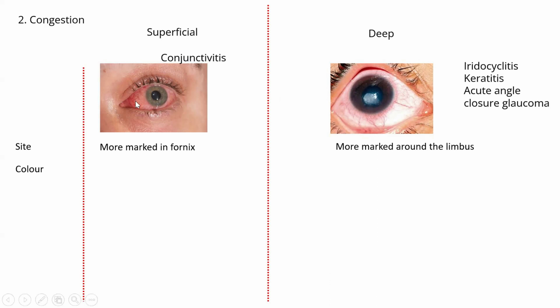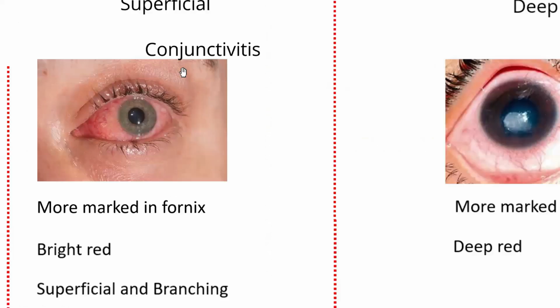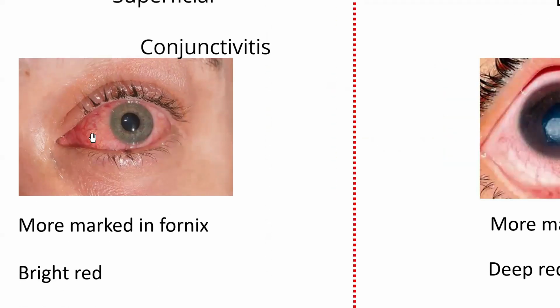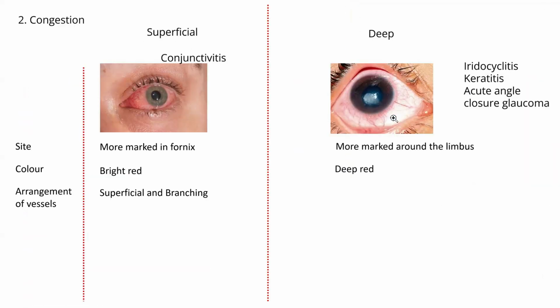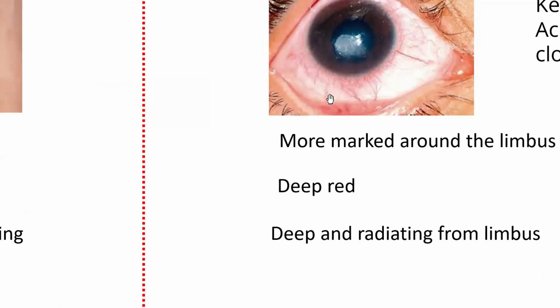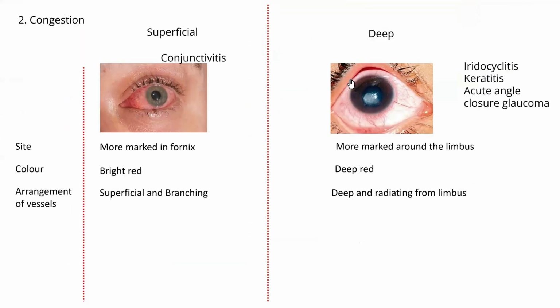What is the color? Since they're superficial conjunctival blood vessels, it's more bright red, whereas in circumcorneal congestion it's deep red because of the deeper blood vessels. Arrangement of the vessels: in conjunctivitis or superficial congestion, the blood vessels are arranged in a branching, dichotomous pattern. Whereas in deep congestion, you see that they are radiating from the limbus and they are straight. They're deep, they're not branching. Okay, that's how you identify the arrangement of the blood vessels.